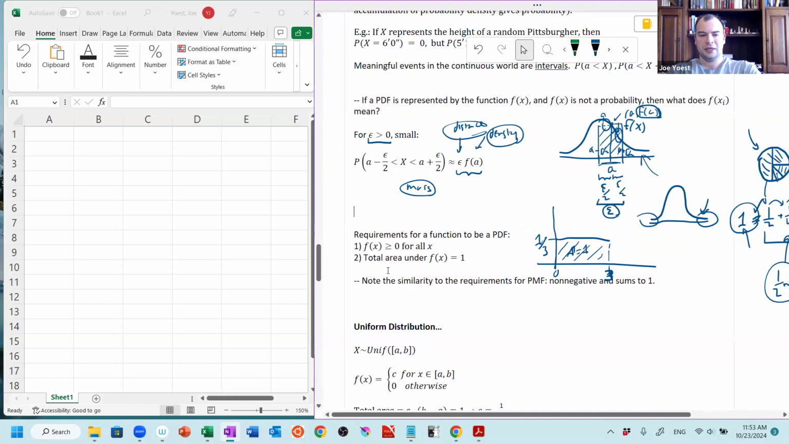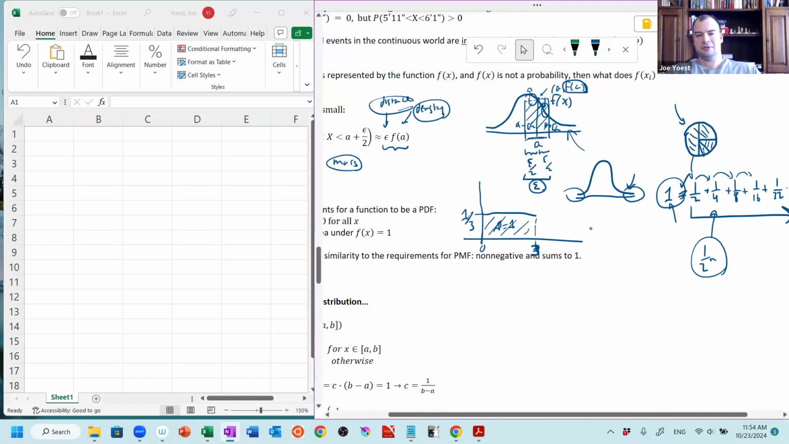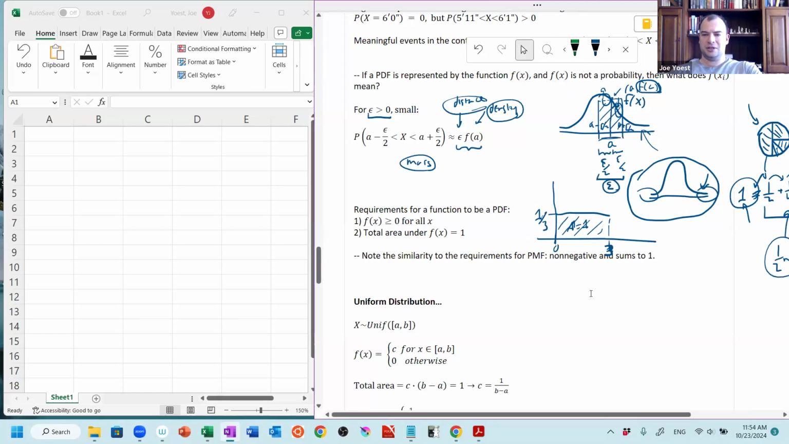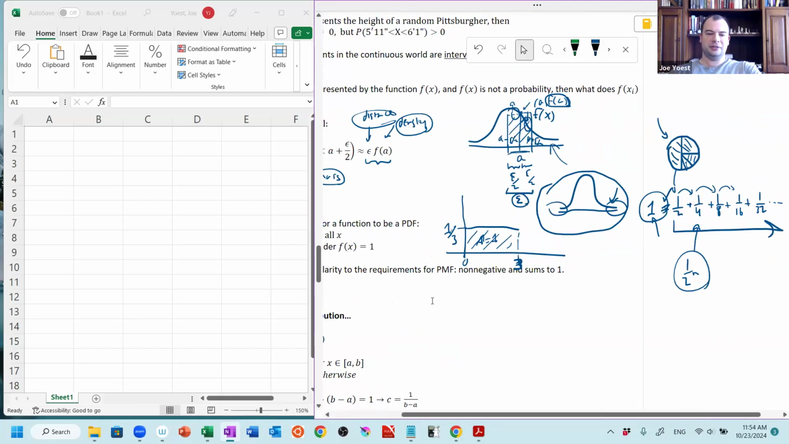So even though we'll encounter some distributions that look like this that have tails that go off forever, those tails go to 0 quite quickly, and that means that we can have a whole area under the curve being 1, even though the tails go off to the left and right forever. It's a similar idea to over here.